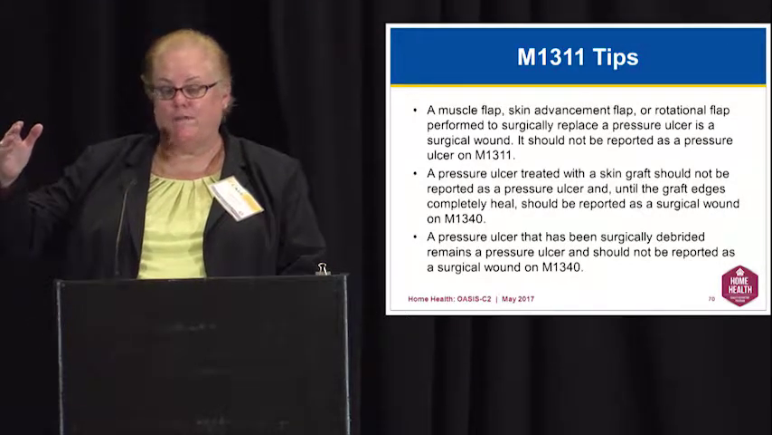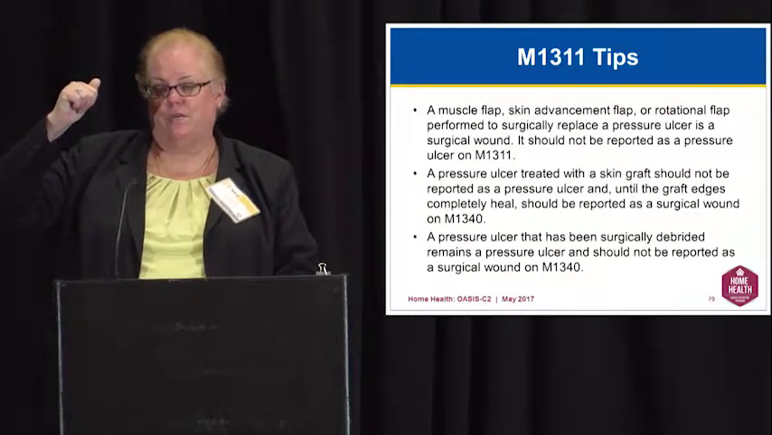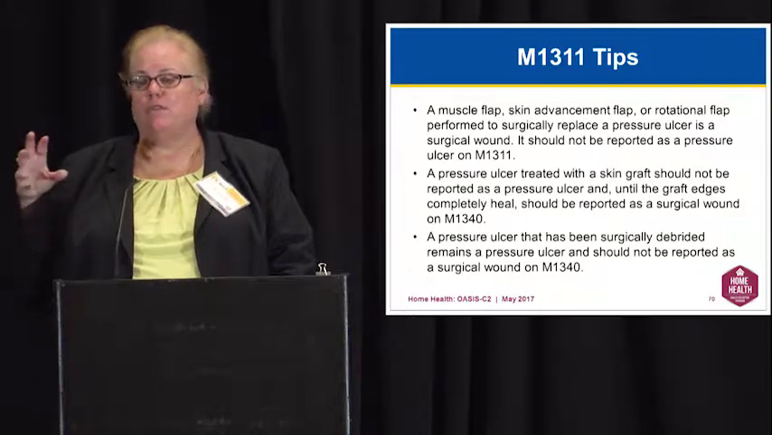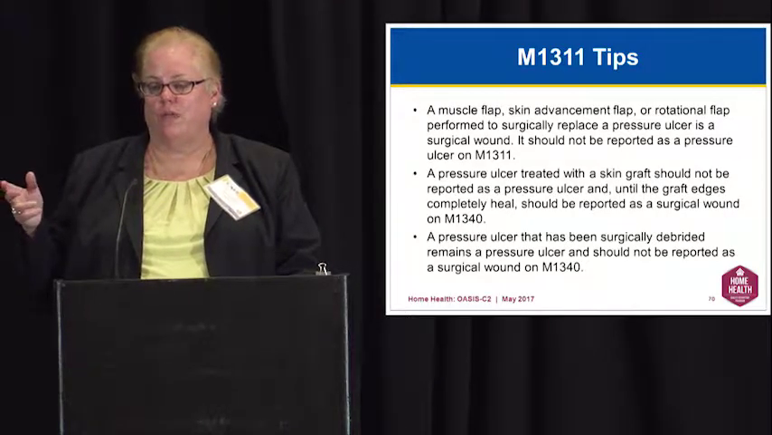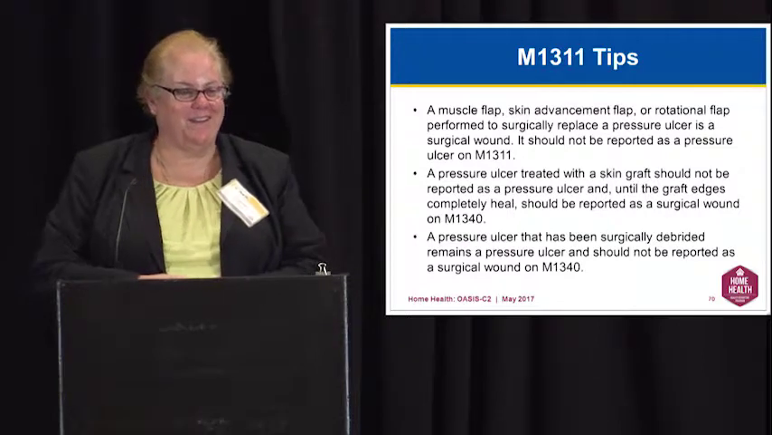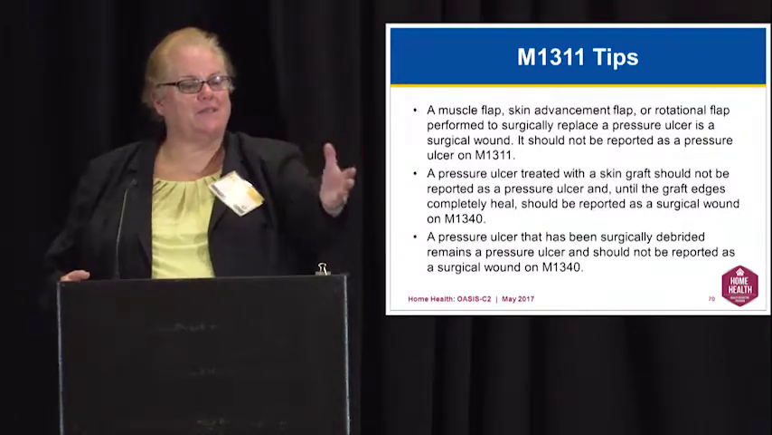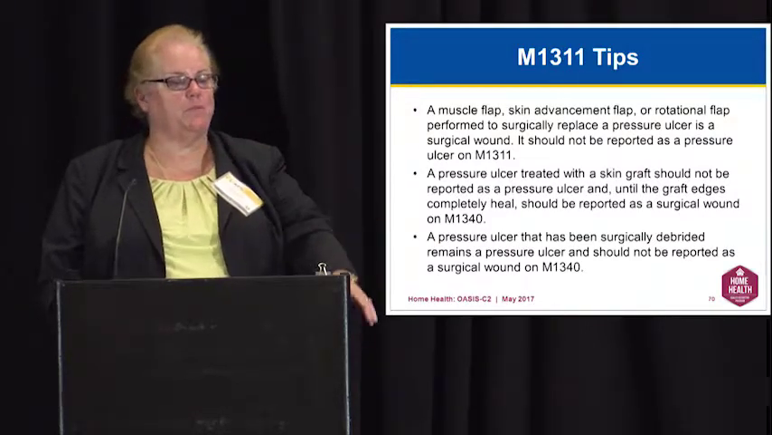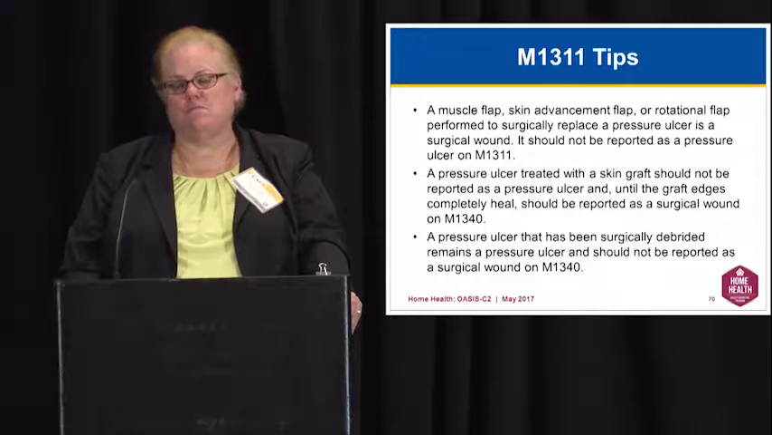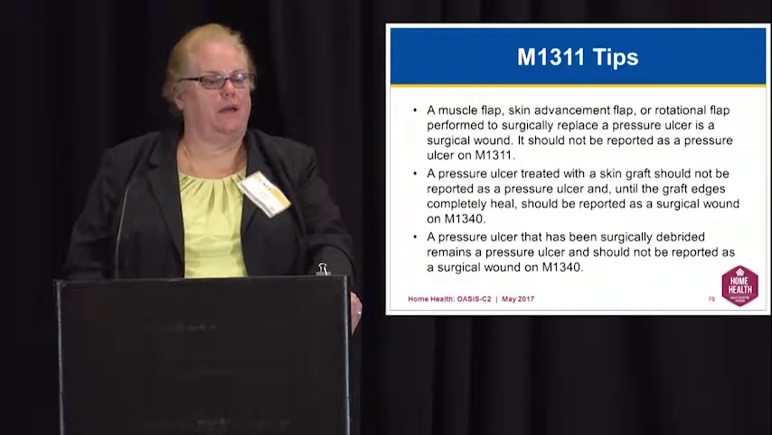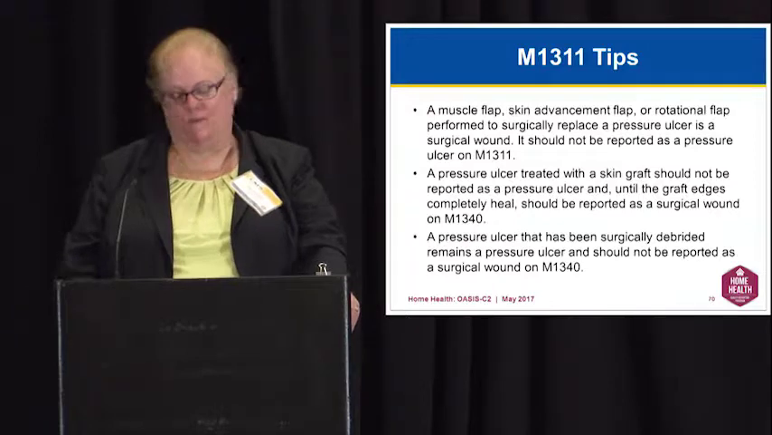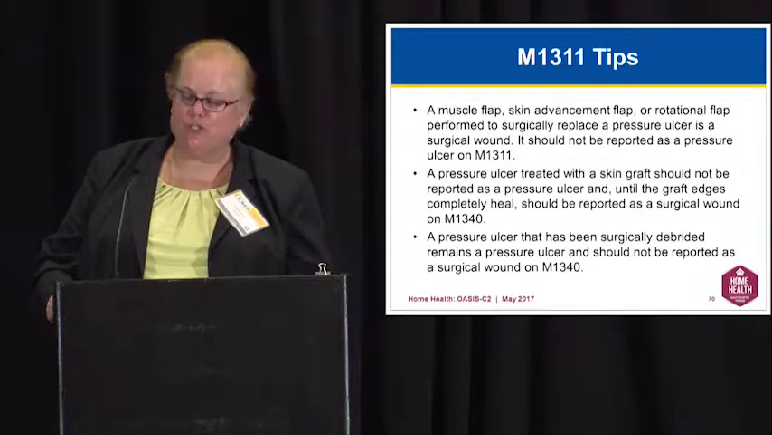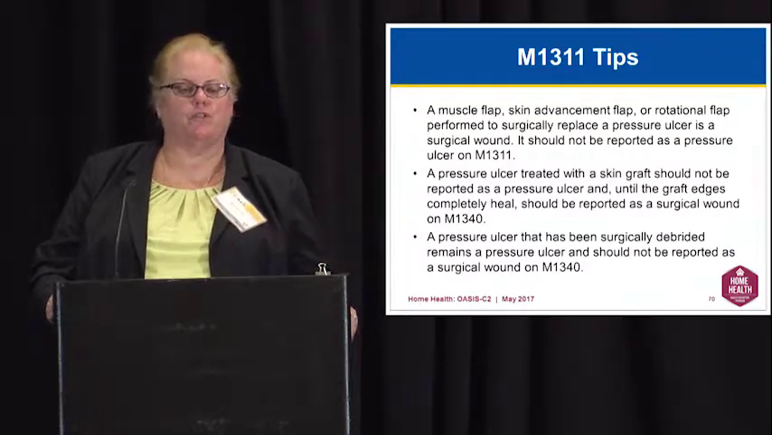So now we have a couple of caveats. Let's say we did a muscle flap. Let's say another patient, we did the skin graft. Now these are not pressure ulcers. These are surgical wounds. How confident are you that your staff, knowing that that was a stage 4 and then they had the muscle flap, will code that as a surgical wound versus a pressure ulcer? And if your answer is, I'm not sure, it's an opportunity to go out and validate that with your staff and educate. And then a pressure ulcer that has been surgically debrided still remains a pressure ulcer.